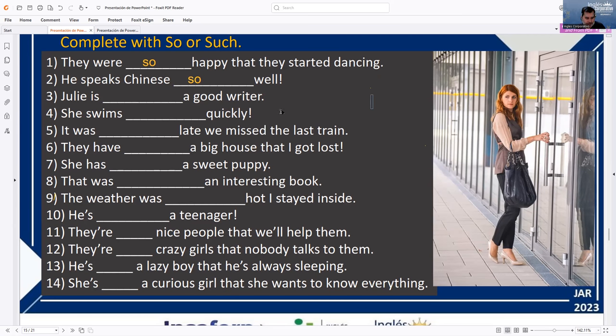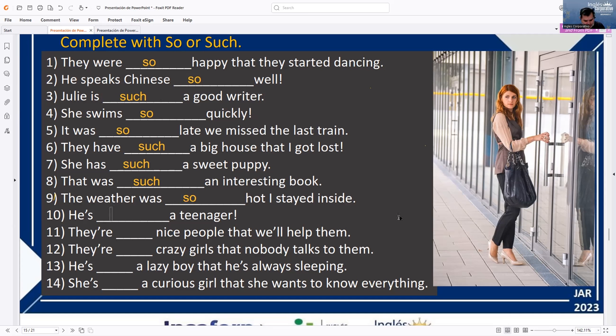Julie is such a good writer. She swims so quickly. It was so late that we missed the last train. They have such a big house that I got lost in. She has such a sweet puppy, such a sweet puppy. That was such an interesting book. The weather was so hot.